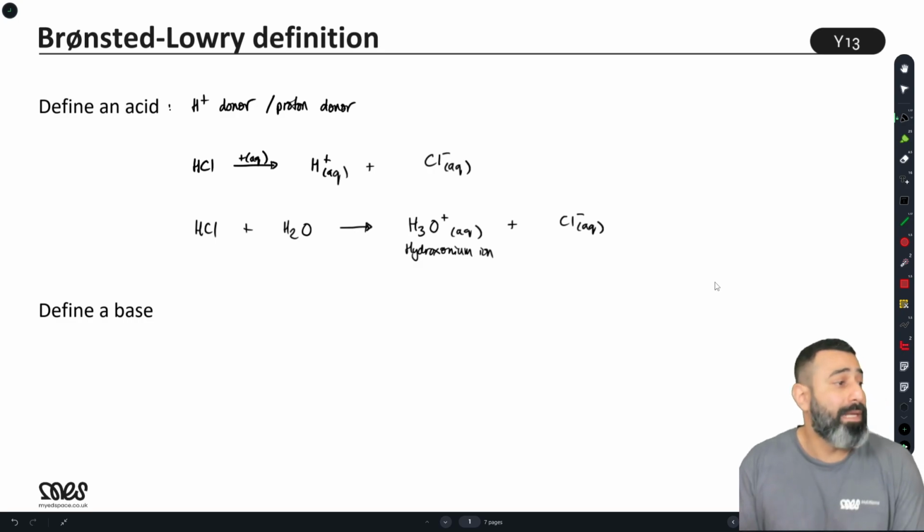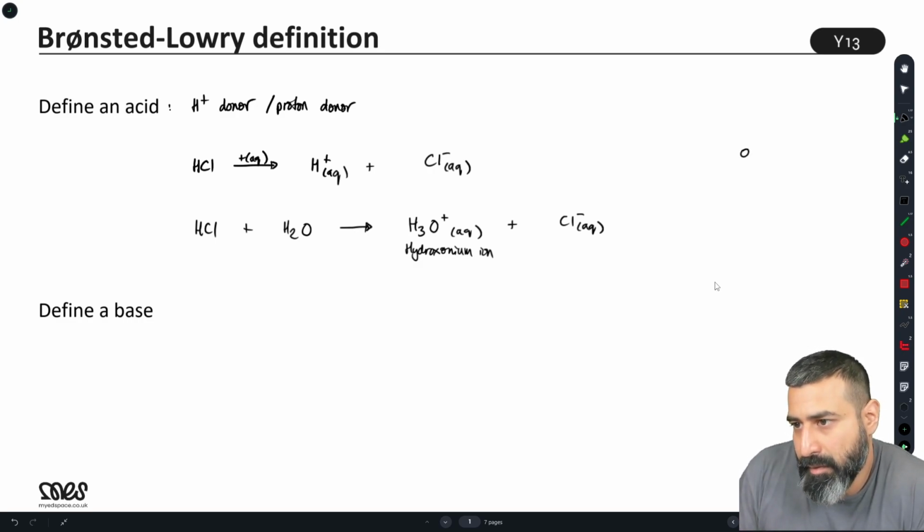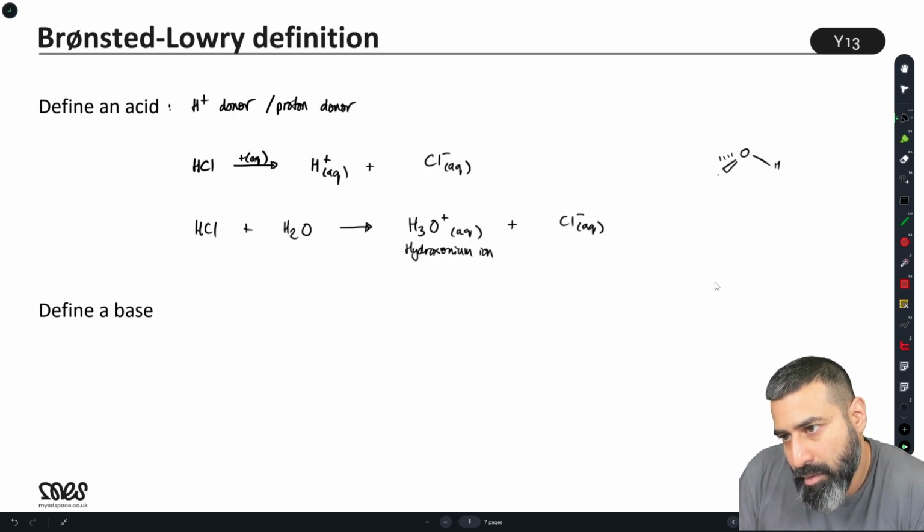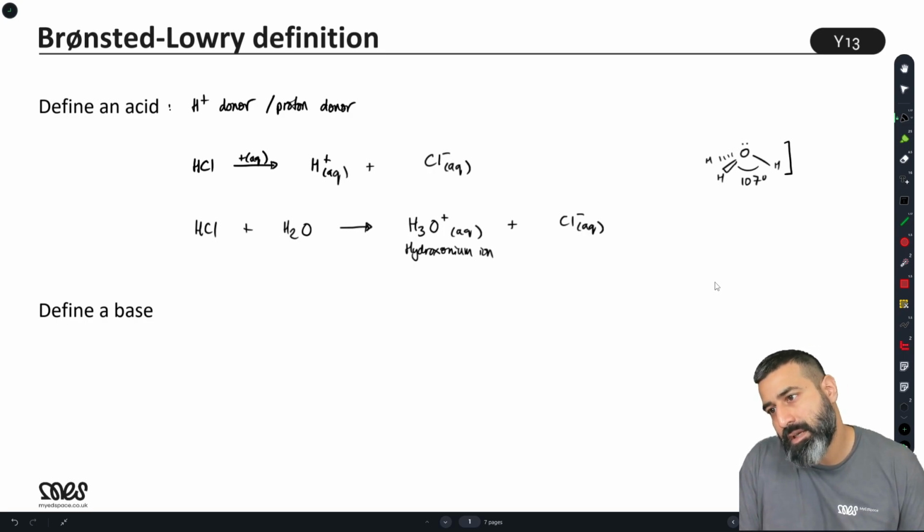Hydroxonium ion. And by the way, we can link this to shapes of molecules. In the hydroxonium ion, this is pyramidal, and we have one lone pair, bond angle of 107 degrees. And this species has a plus charge.